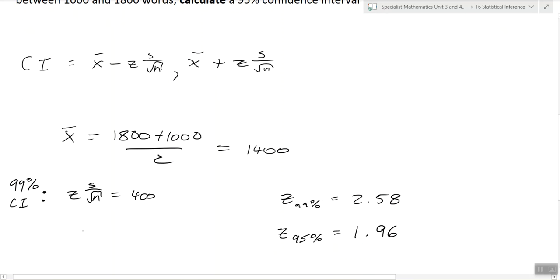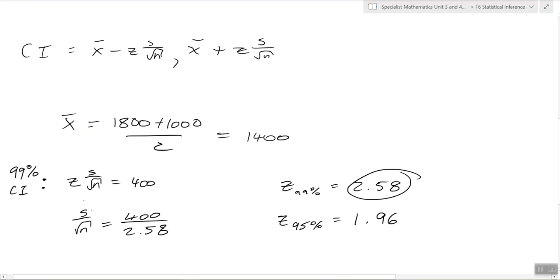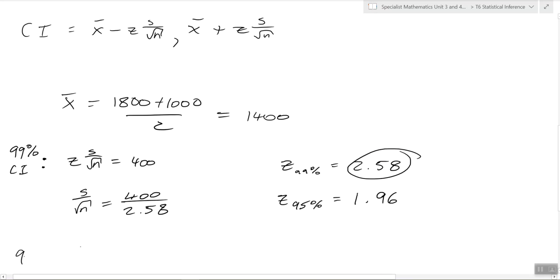Yep, so if we substitute this one in, S over the square root of N becomes 400 divided by 2.58. So we have the S over the square root of N, the ratio. So we can just sub that in, sub in the z-score, and sub in the mean to figure out the 95% confidence interval.